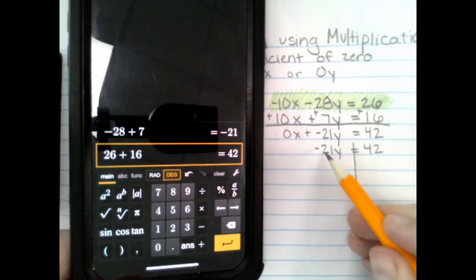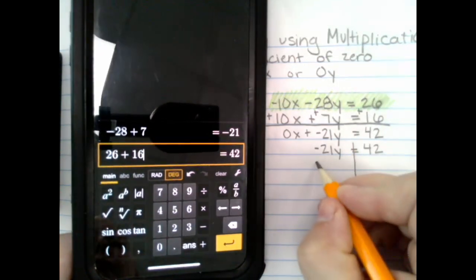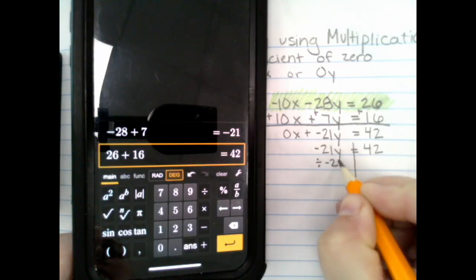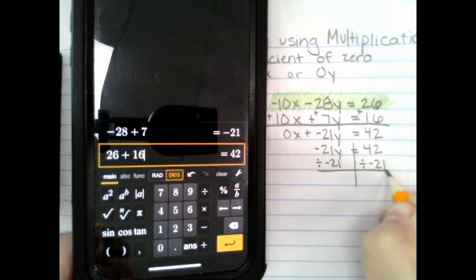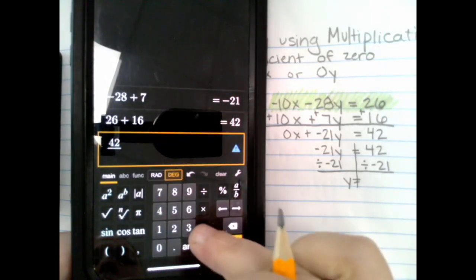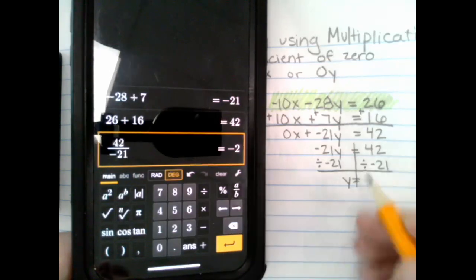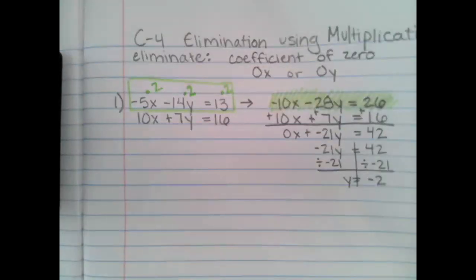So my goal is to get y by itself. I need to undo this multiplying by negative 21. How do we undo multiply? Divide. Good. Divide by negative 21. It's 42 divided by negative 21. And y is negative 2. All right. Are we done? No, because the solution has how many parts? 2 parts, an x and a y.